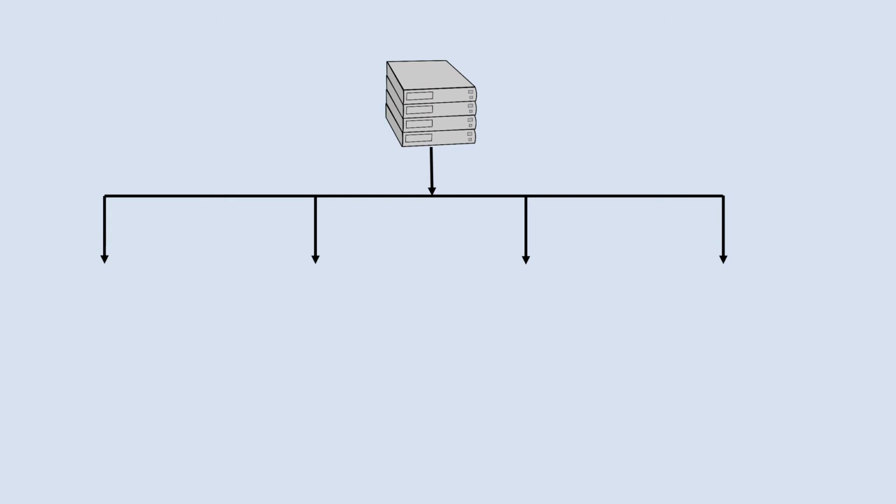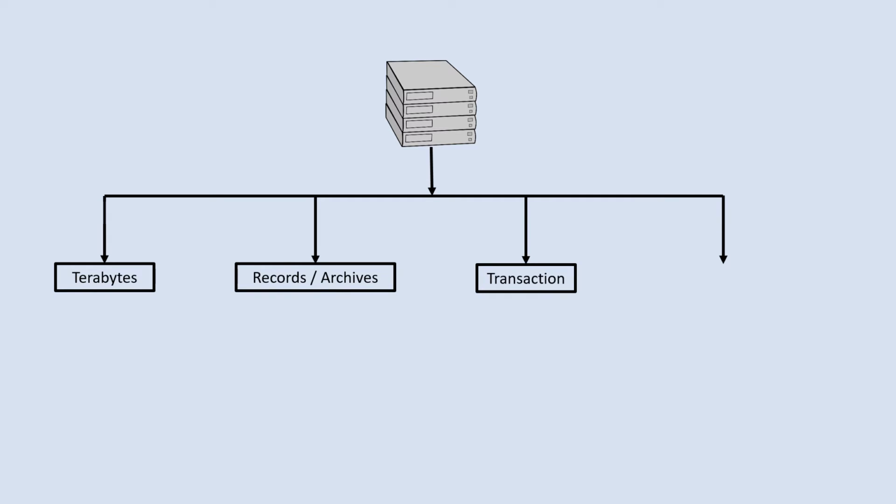Let's move on to the first characteristic, which is volume. A lot of companies have large amounts of archive data in the form of logs, but do not have the capacity to crunch the data. Furthermore, processing large amounts of information is the main attraction of big data analytics. Volume consists of terabytes of data, records and archives, transactions, and tables and files.